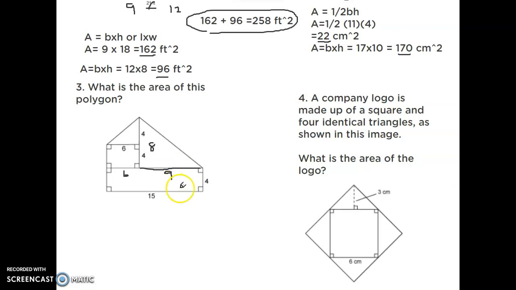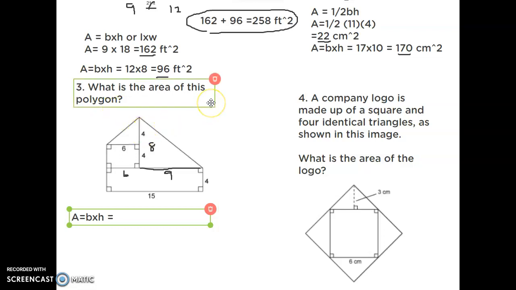Now that we have all of our dimensions, we can find our areas. Let's do the area of our rectangles first. Area equals base times height or length times width. We're going to do this larger rectangle first. That's 15 times 4, and that would give us 60. They don't give us units here, so we would say this is units squared or square units.